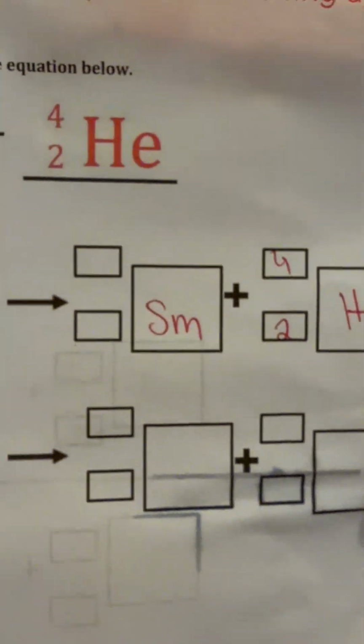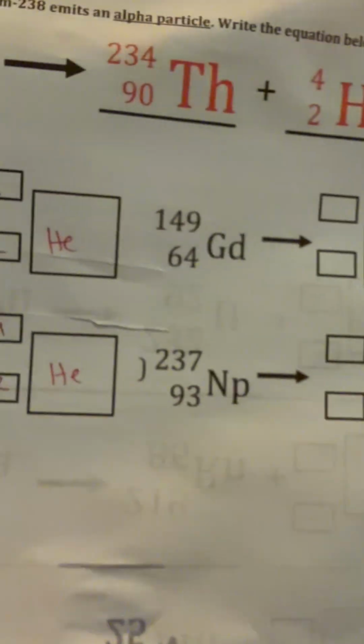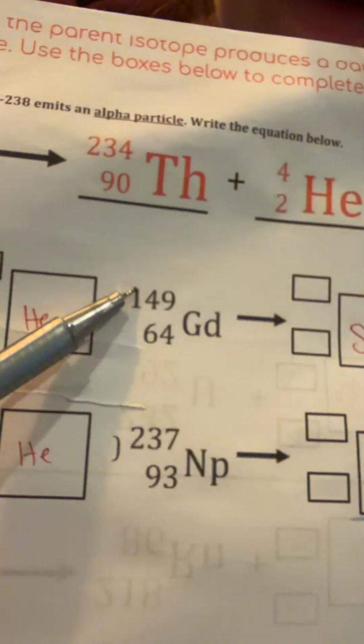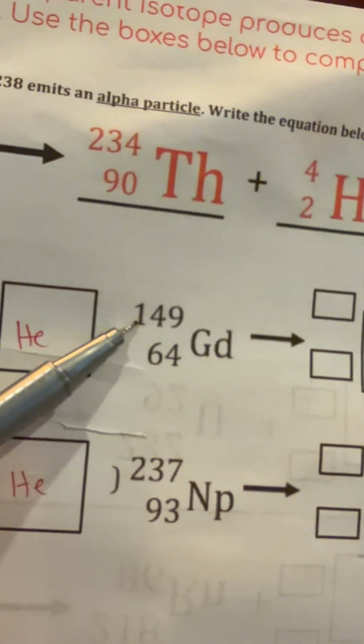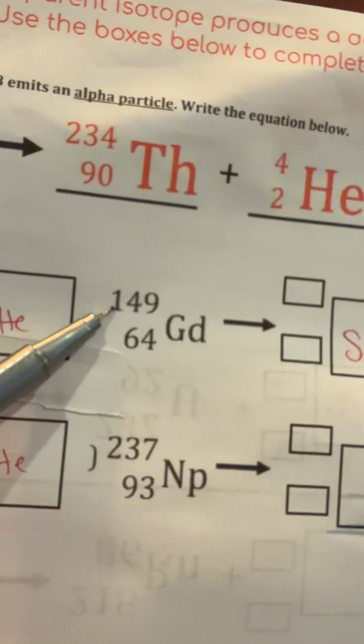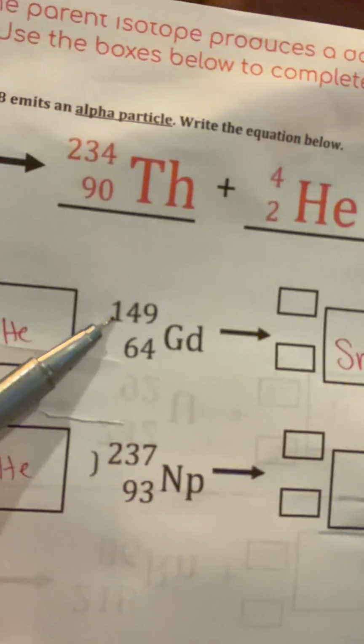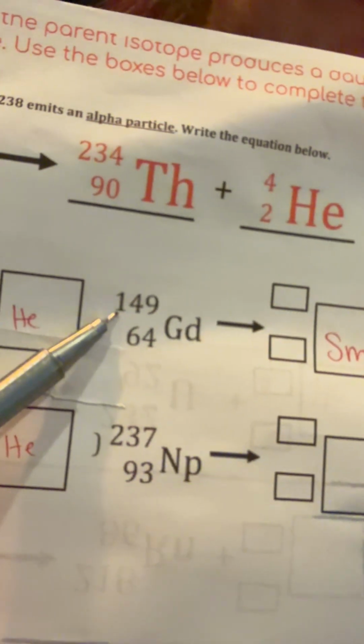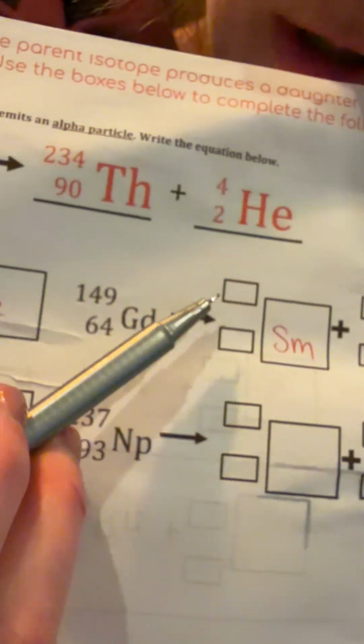Okay, so let's do the notation. The top number is going to come from this number minus 4, because we have 4 fewer particles in the nucleus. We have 2 fewer protons, 2 fewer neutrons. So 149 minus 4 is going to give us 145.